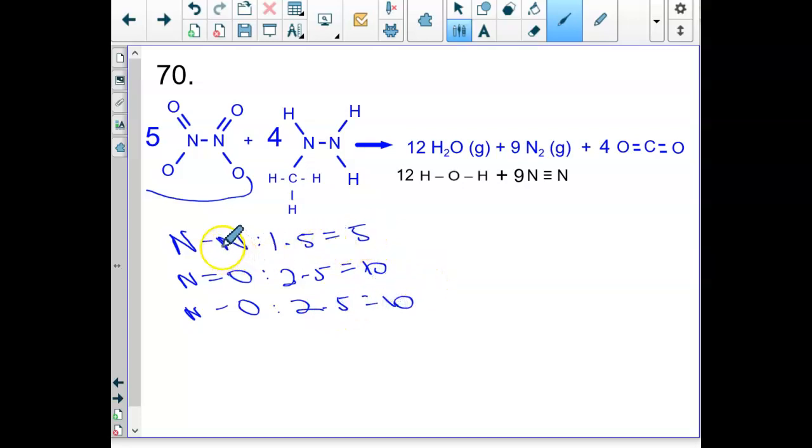Then I would look up the values off of my bond energy charts. So I'd multiply 5 times whatever N single bond N is. I'd multiply 10 by whatever number N double bond O is. And I'd multiply 10 by whatever N single bond O is and get that list. That's just the math for just that first piece. You would follow that same logic for this one. Hope that helps. If it doesn't, please reach out and I'd be glad to help you.